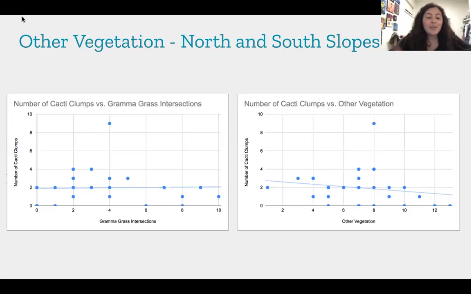But the graph on the left shows the number of cacti clumps specifically against the grama grass. What we found was that the two didn't really have an effect on one another, and they can almost coexist together. That's probably just because of the type of grass that it is. It's not until other specific vegetation comes into play that there's a notable effect on cacti clumps. From our data, we found that the vegetation that had a large effect on cacti was the different types of grass along the slope, which will be discussed next.